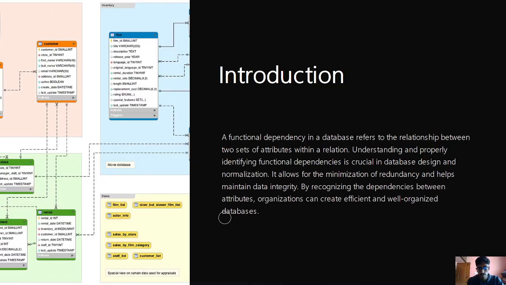Let's talk about the introduction. A functional dependency in a database refers to the relationship between two sets of attributes within a relation. Understanding and properly identifying functional dependencies is crucial in database design and normalization. It allows for the minimization of redundancy and helps maintain data integrity. By recognizing the dependencies between attributes, organizations can create efficient and well-organized databases.